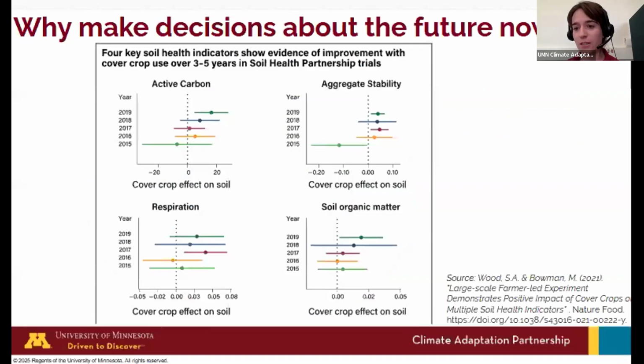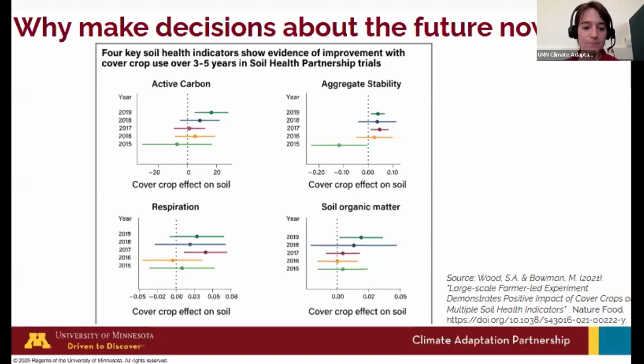And the other question that I get quite frequently is why do we need to make decisions about the future now? Again, we're thinking about the length of time it requires to make those decisions. But we also know that building resilience takes time. Soil health practices are commonly recommended as practices for improving resilience to extreme and changing weather patterns.